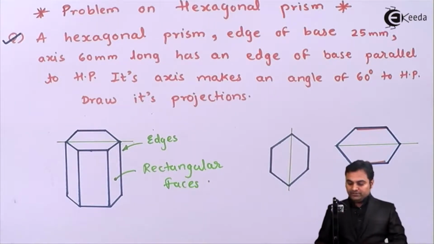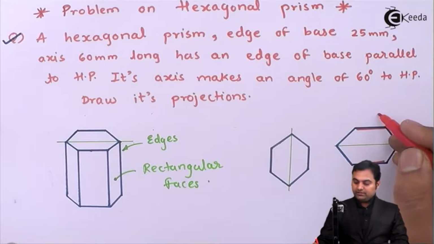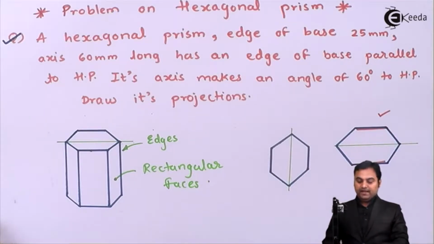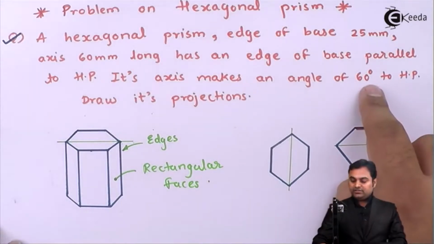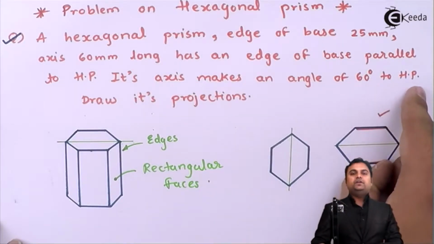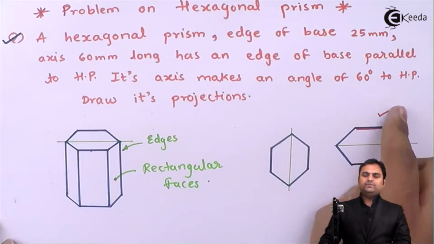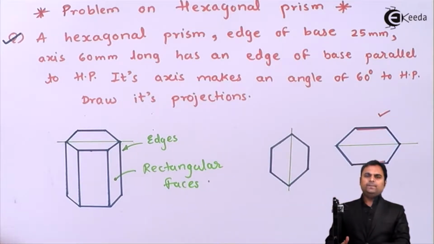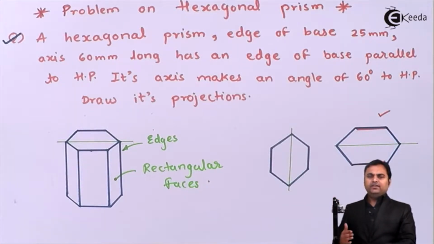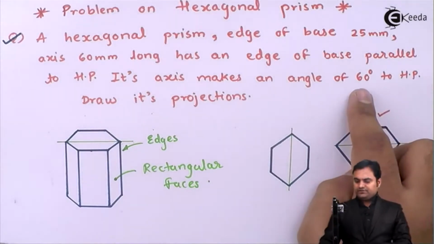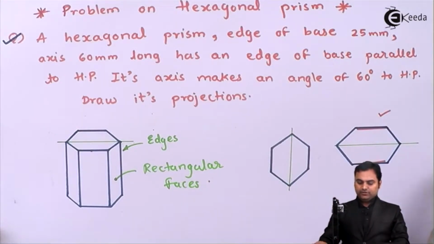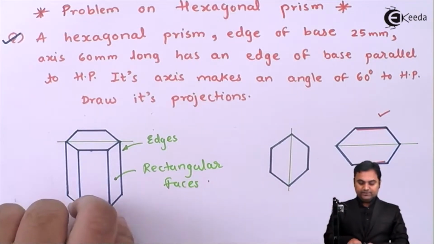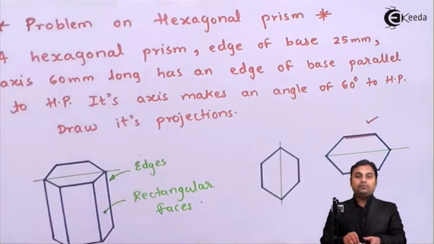So out of the two conditions, we will be using the second condition, and since this is a hexagonal prism, inclination is given with respect to HP, inclined at 60 degree to HP. That inclination will be seen in VP. So it is 60 degree to HP, that will be seen in VP. Next, I'll start drawing the initial condition here. That is the solution to the problem.